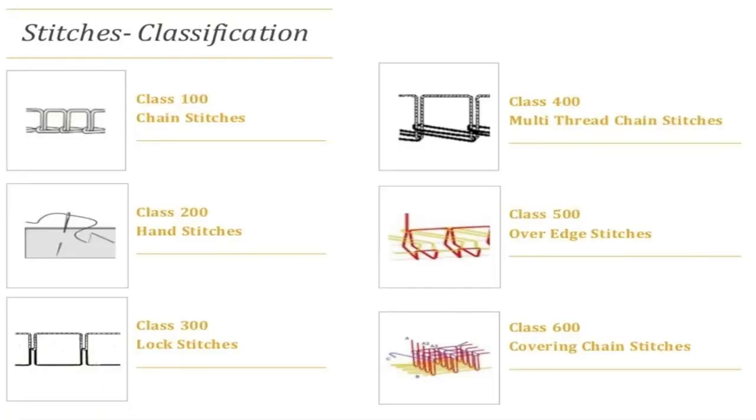Classification of stitches. Class 100 chain stitches. Class 200 hand stitches. Class 300 lock stitches. Class 400 multi-thread chain stitches. Class 500 over edge stitches. Class 600 covering chain stitches.